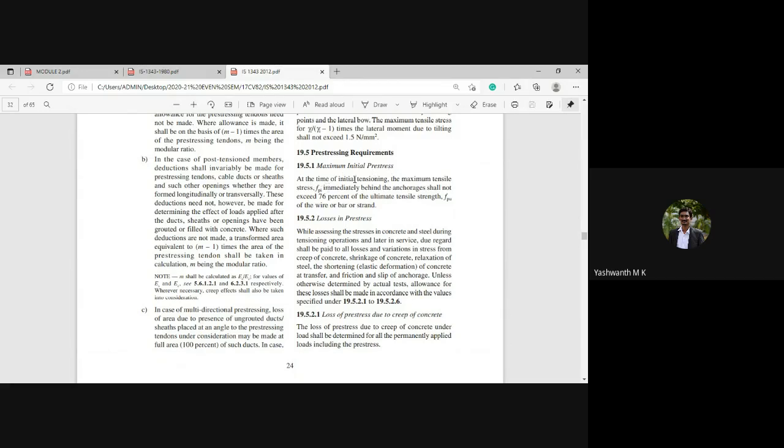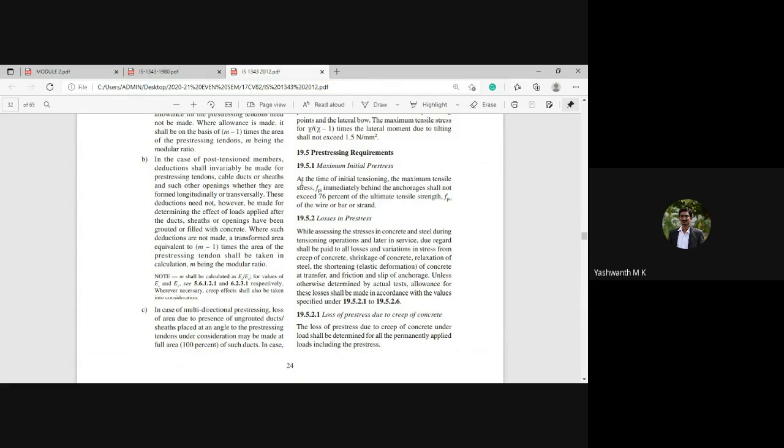That is, at the time of initial tensioning, the maximum tensile stress, that is FPI, meaning initial tensile stress, immediately behind the anchorage shall not exceed 76% of the ultimate tensile strength of the wire, or it may be a bar or a strand. So this is the important clause they have mentioned. Whatever initial pre-stress comes from the pre-stressing steel should not exceed 76% of the ultimate tensile strength value of a wire or a bar or a strand.